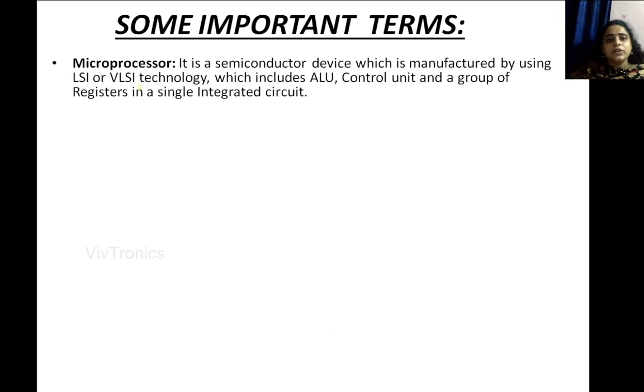Some important terms that we have to see here. So far we have seen about the microprocessor. Now we are going to know the definition of a microprocessor. It is a semiconductor device which is manufactured using LSI or VLSI technology, which includes an arithmetic logic unit, control unit and a group of registers in a single integrated circuit. So what actually does a microprocessor mean? It is a semiconductor device. This is a physical definition, and we also have to define the microprocessor in another way depending upon its operation.